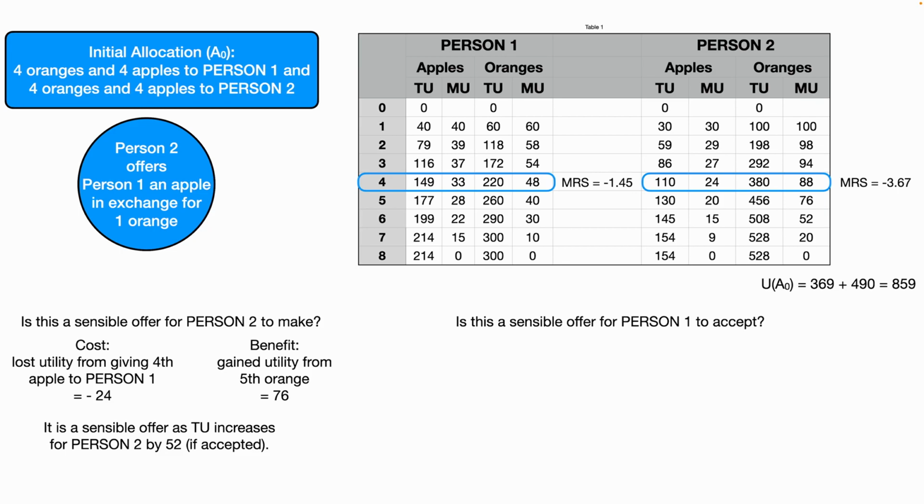Because if this offer is accepted, their total utility will increase by 52 units. Their fourth apple generated 24 units of utility. So this apple is now going to be sent to person 1, which means total utility is going to decrease by 24 units. When they receive the orange, that 5th orange is going to generate 76 units of utility. So 76 minus 24 is equal to 52. So this is a sensible offer for them to make.